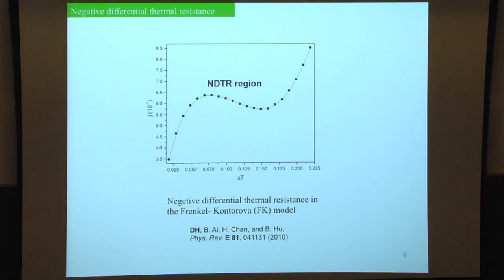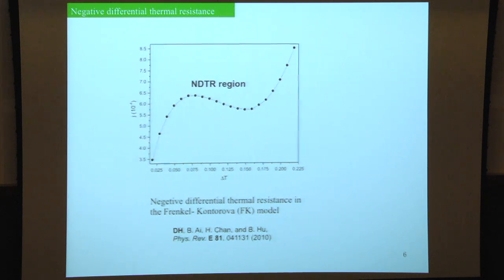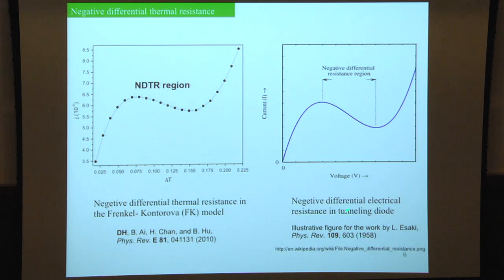So, as I said, there are many novel phenomena discovered in recent years. An outstanding one is the negative differential thermal resistance. The basic idea is that for a system, when we increase the temperature difference, naively we have an increasing heat current. But for some systems, if we keep increasing the temperature difference, we'll find the heat current will decrease. And this is the so-called negative differential thermal resistance.